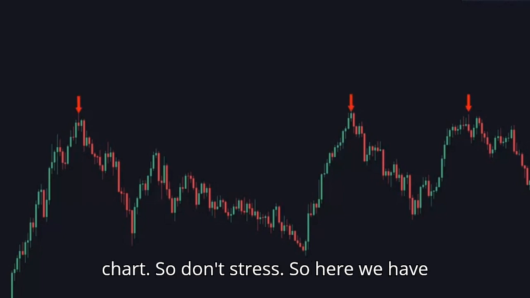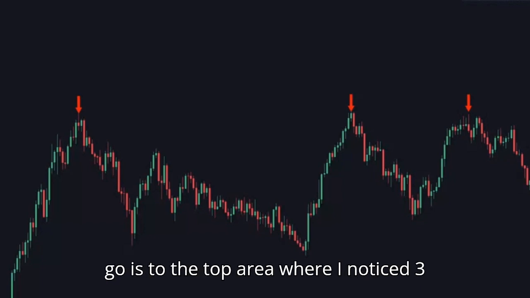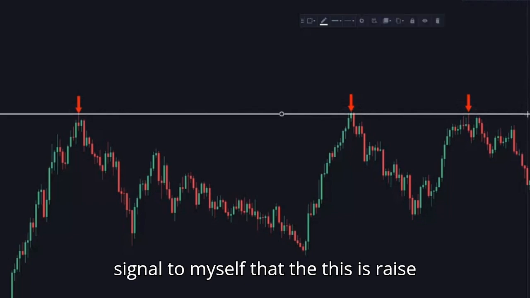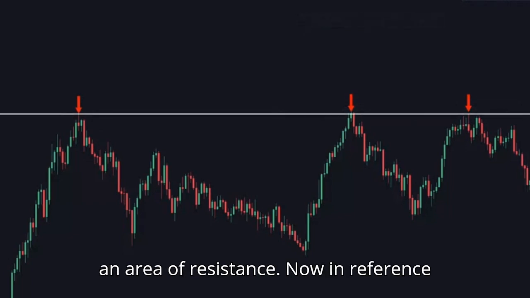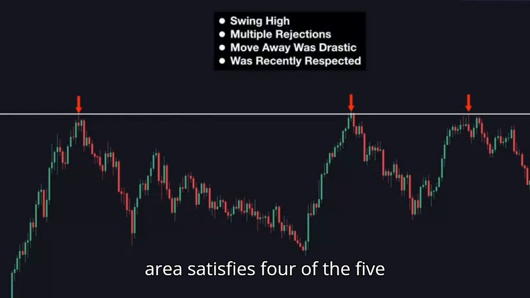So don't stress. Here we have the Pound Yen pair. The first place my eyes go is to the top area, where I notice 3 rejections. So I draw in a line to signal to myself that this is an area of resistance. Now, in reference to the list we previously provided, this area satisfies 4 of the 5 criteria that make a good resistance level.